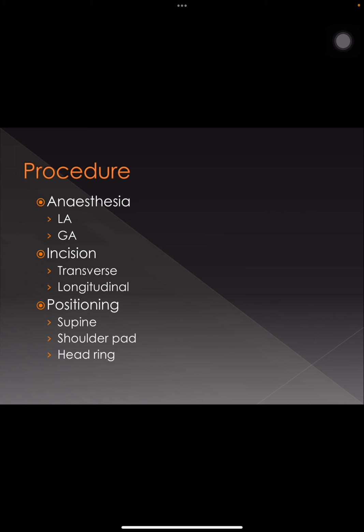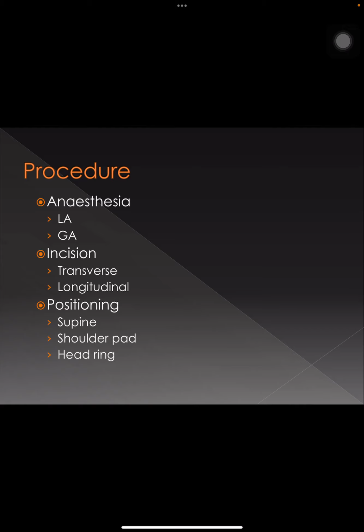The procedure involves anesthesia, incision, and positioning. First, in anesthesia, the patient can undergo this procedure under local anesthesia or general anesthesia based on the situation. So, based on the situation, this can either be an elective procedure or an emergency procedure. So, the incision is also directed based on the procedure. Now, the incision is either transverse or longitudinal. Transverse or horizontal incisions are placed in case of elective tracheostomy, whereas vertical incisions are preferred in emergency tracheostomy.